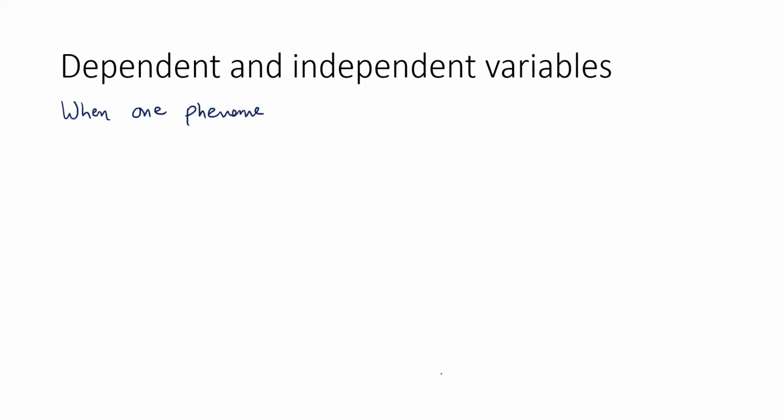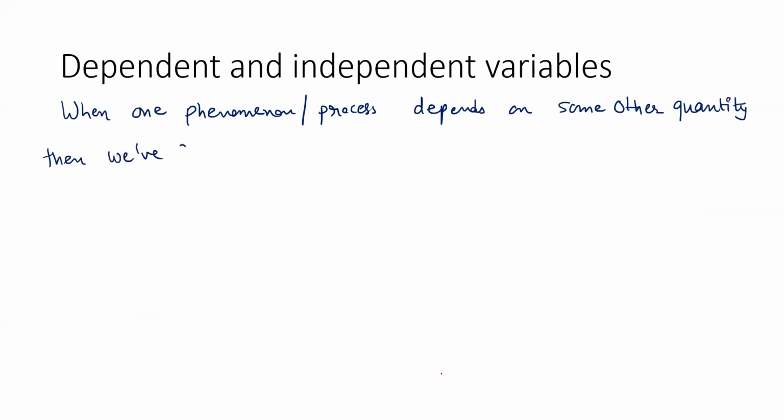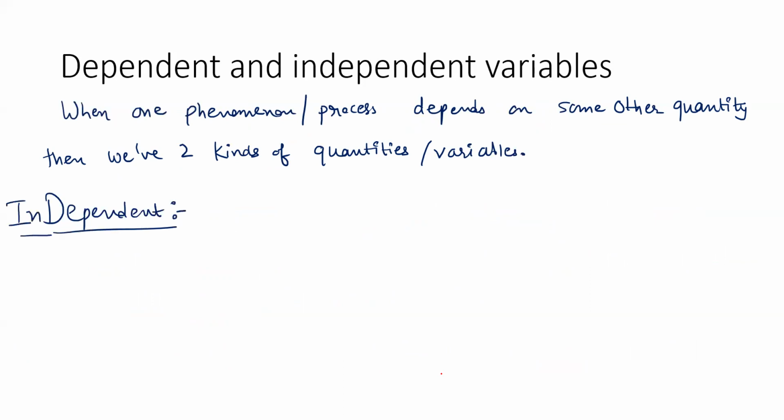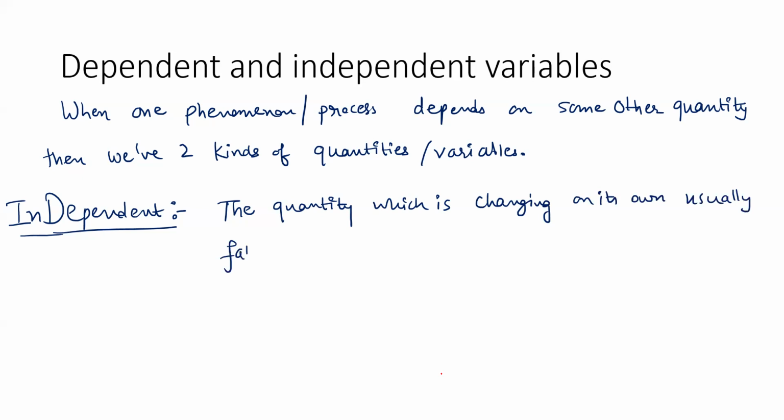When one phenomenon or process depends on some other quantity, then we have two kinds of quantities or variables. The first one we are going to talk about is the independent variable. The quantity which is changing on its own usually falls into the category of independent variables.